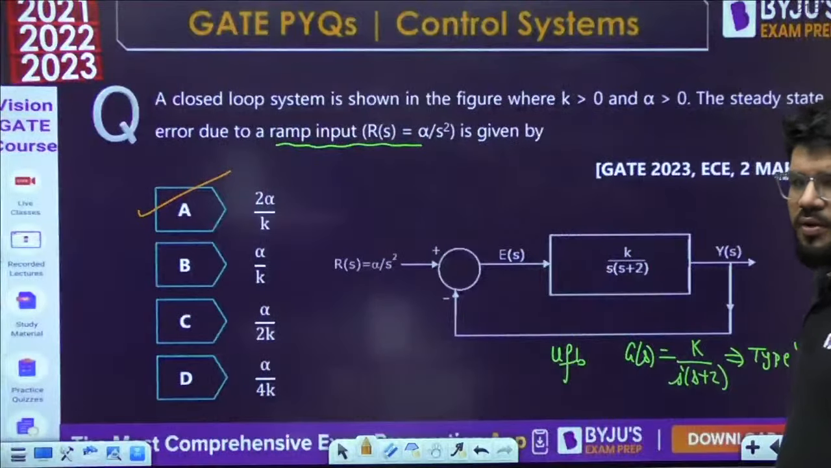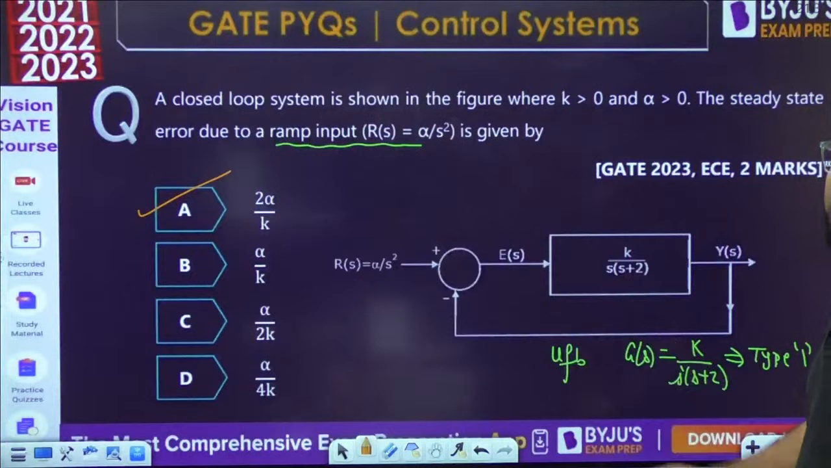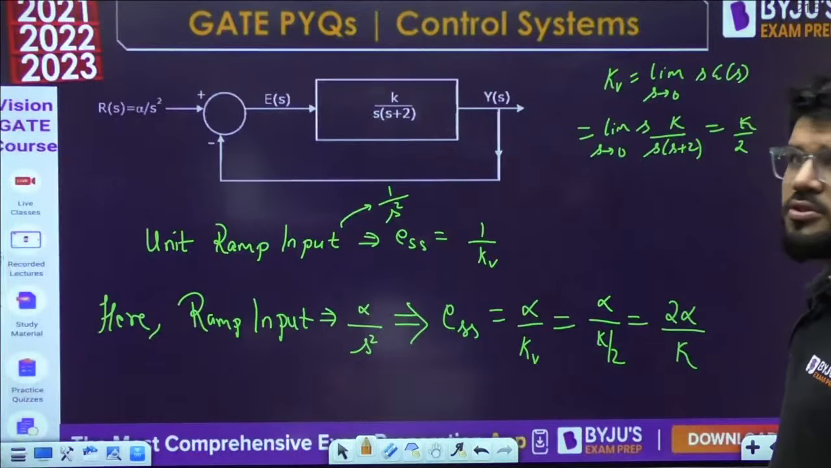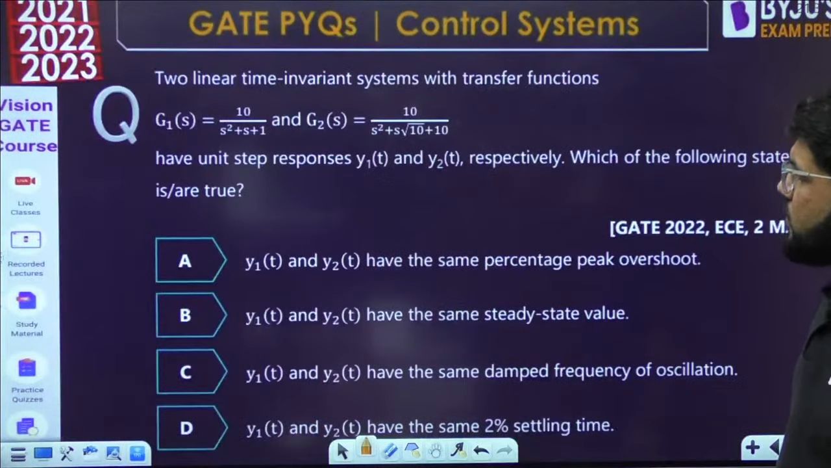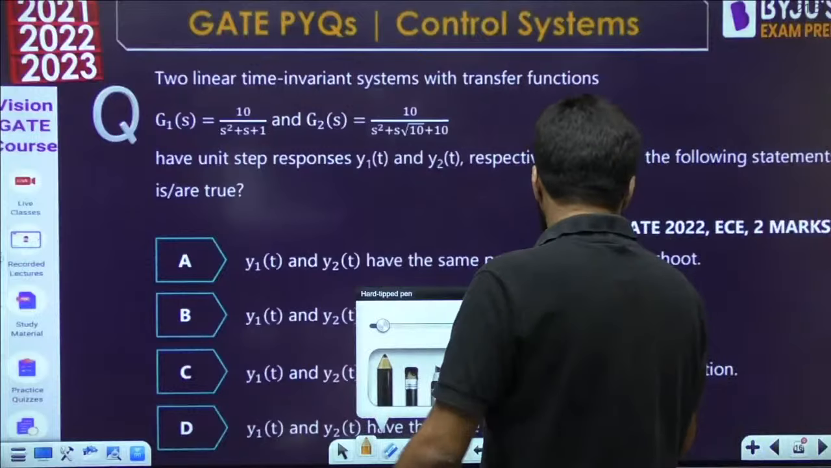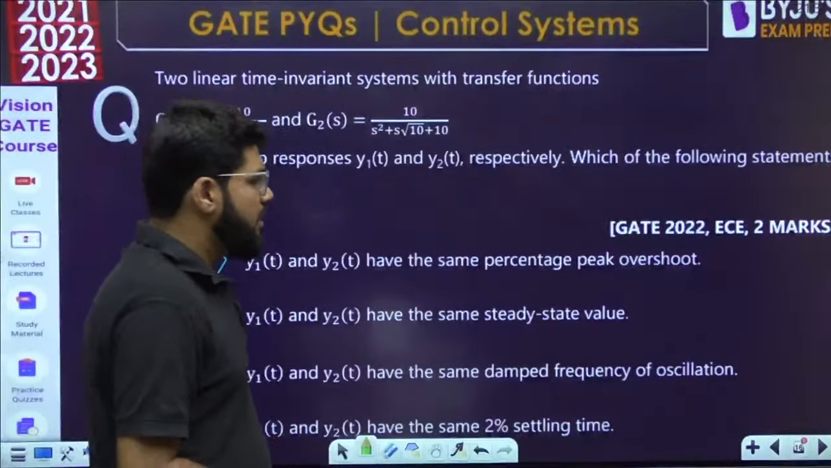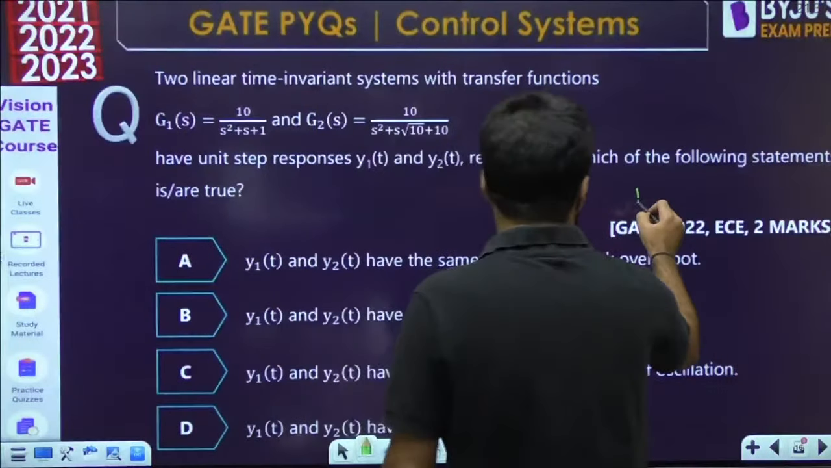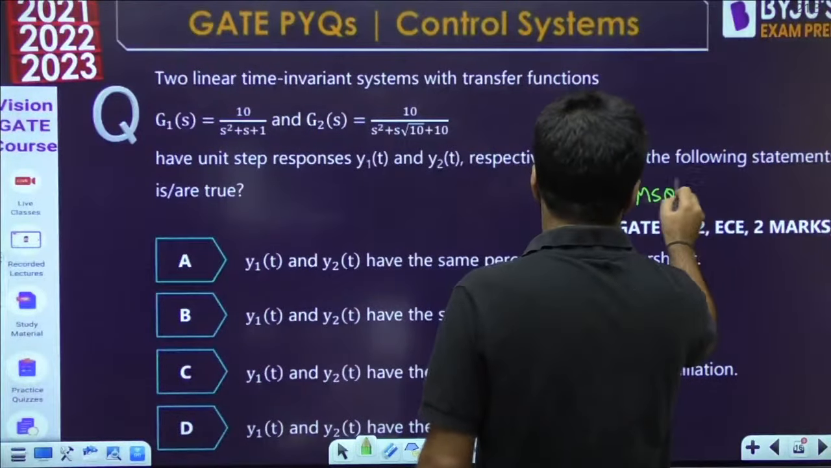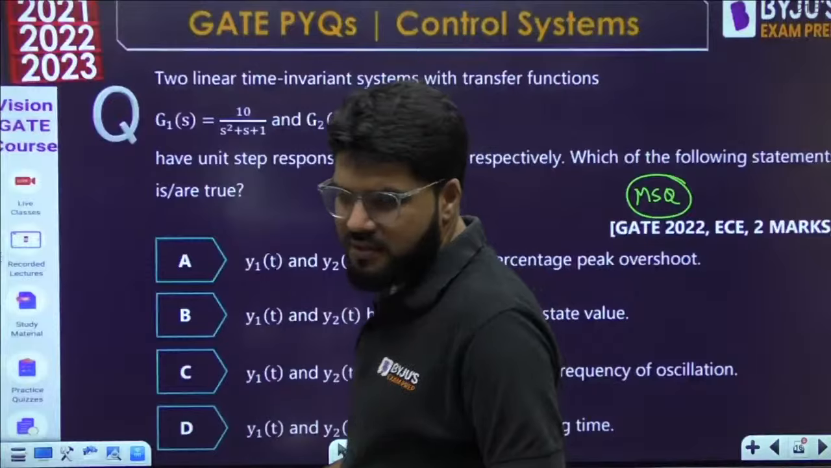Done? Okay, next question. This was easy for 2 marks actually. Next question. This is also a basic question. 2022 EC, 2 marks, and as far as I remember, this was an MSQ question.